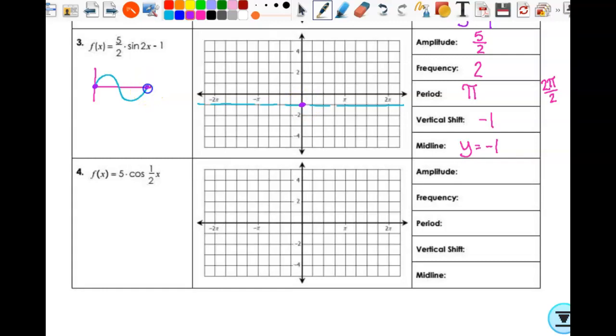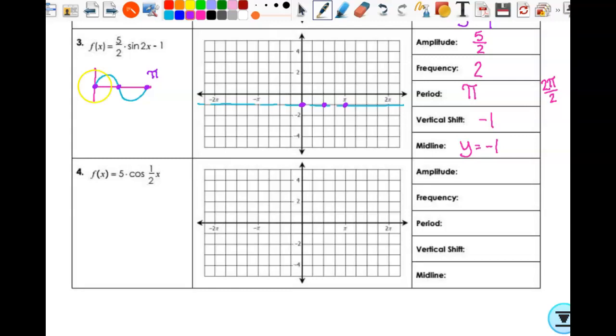Then I go to the end. The end of the period for this one is pi. So at pi, I also have a 0. So I've done the beginning and the end. Then I go to the middle, which is also a 0 right there.